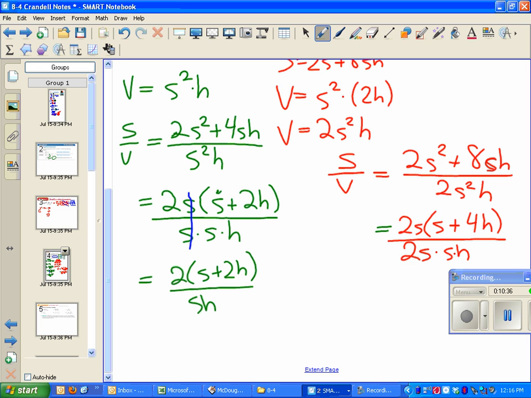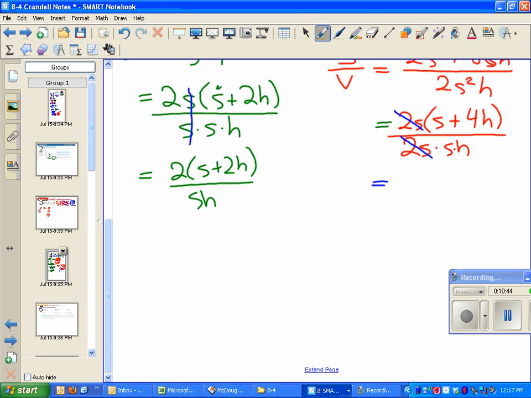Okay. And then these two S's can cross out. And then I'm left with S plus 4H over SH. Okay. All right, and if I multiply this back in, now I can compare them. So this is going to be 2S plus 4H again, just so I can have something to compare, all divided by SH.